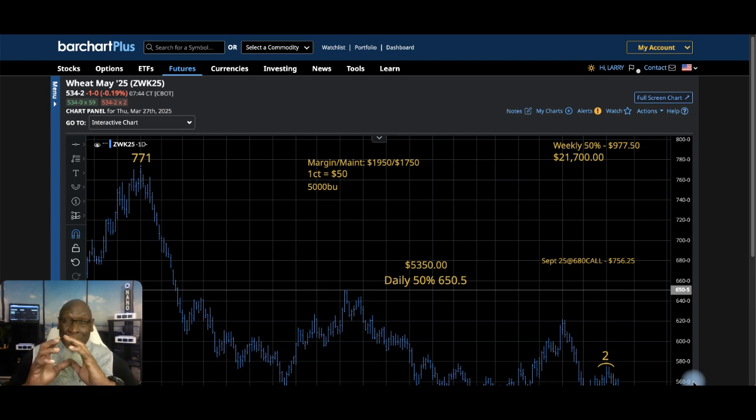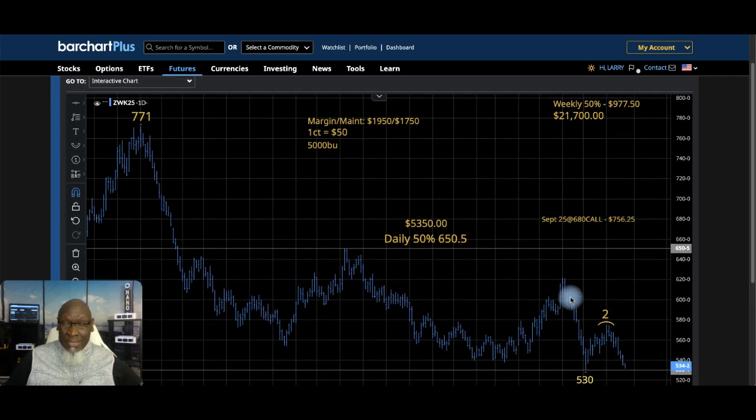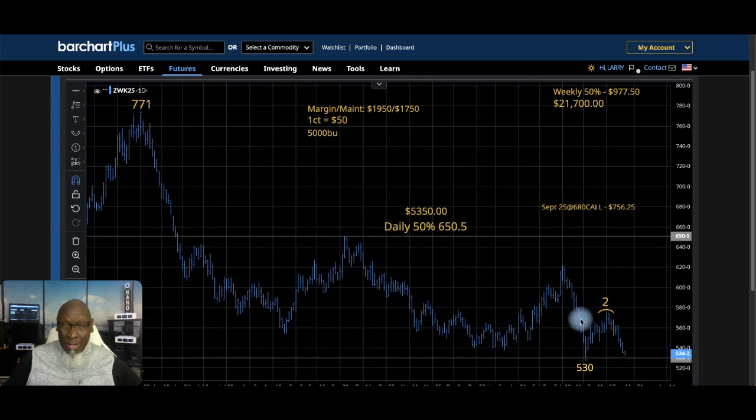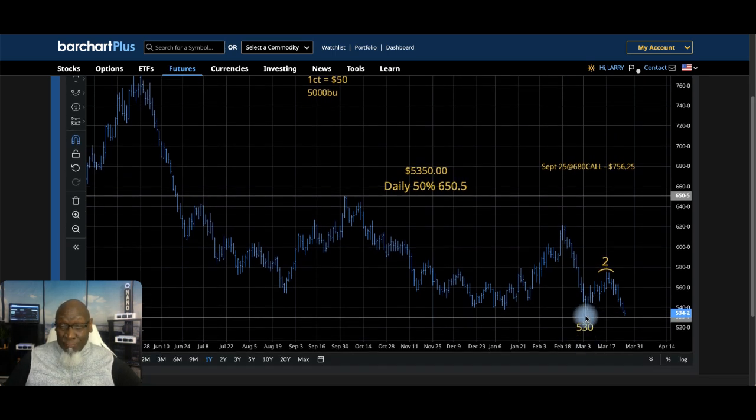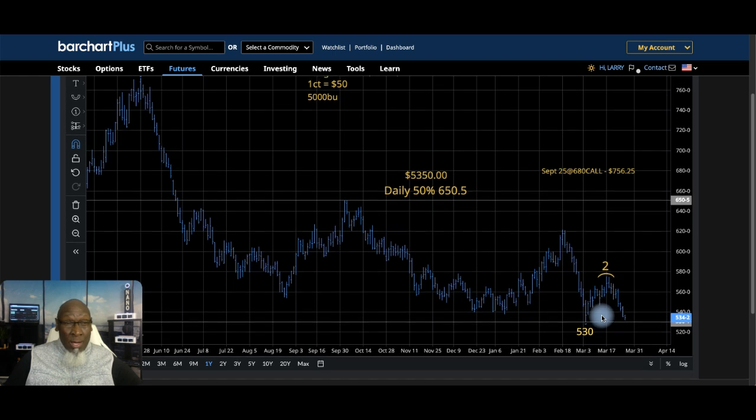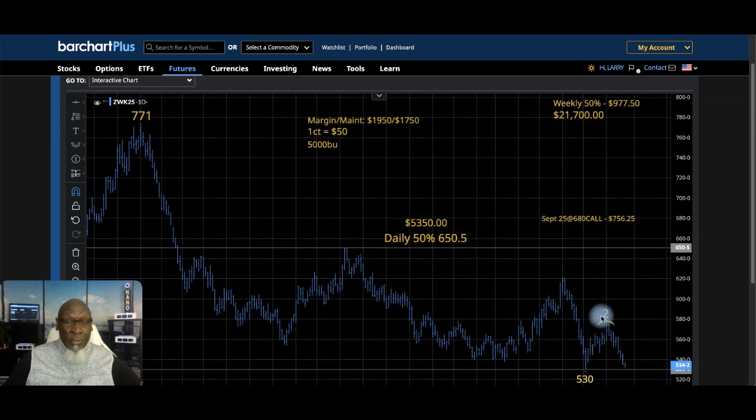Okay, now we're going to focus on one market. Now, there's a lot of markets that we can focus on in the commodities market, but I came across this chart here because wheat is making a 12-month low. It came down to $5.30 a bushel. That was on March 4th. So the reason that I'm focusing on wheat is because I have low prices in wheat.